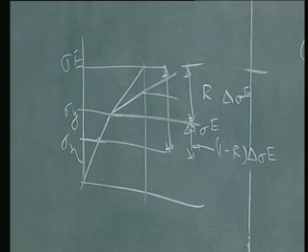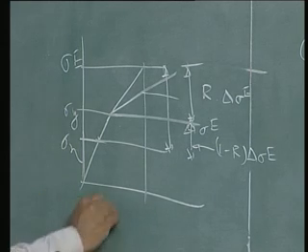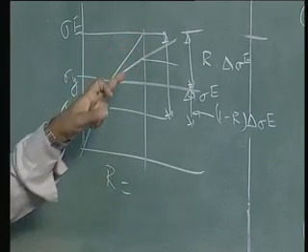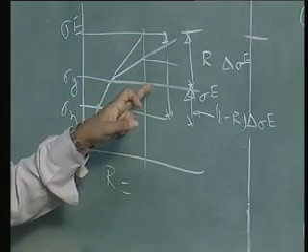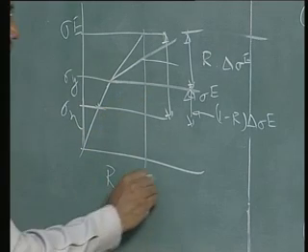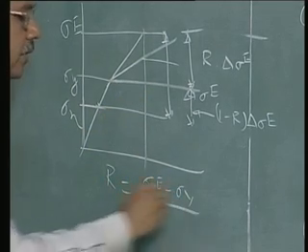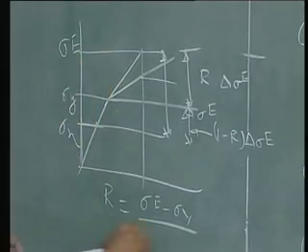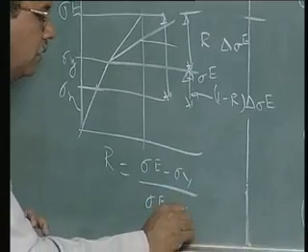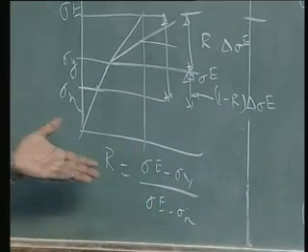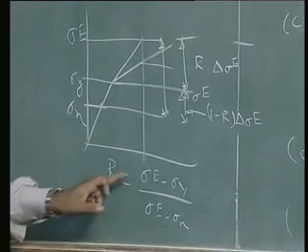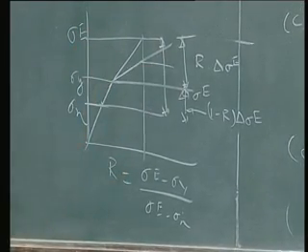Right. How do I now calculate R? The ratio of sigma E minus sigma Y. Very good. R is equal to sigma E minus sigma Y divided by, yes, sigma E minus sigma N. So that I can calculate. So sigma E minus sigma Y, I'll get it.